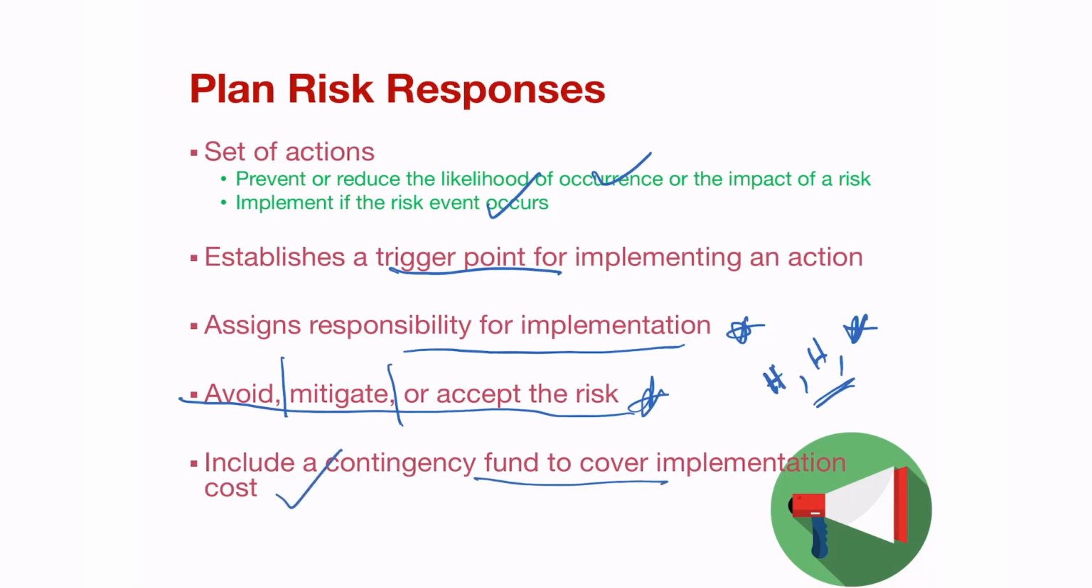Include a contingency fund to cover the implementation cost. And that is when we were doing the budget, there was a section in which I talked about the reserve. You must have some sort of reserve or some sort of contingency in place to cover the cost of mitigation plans.